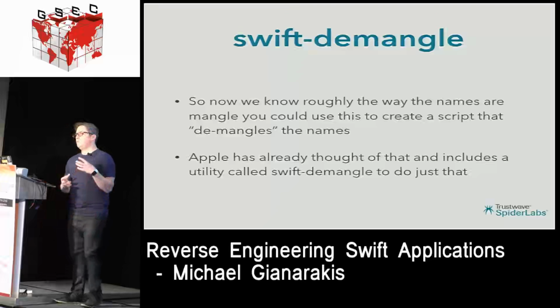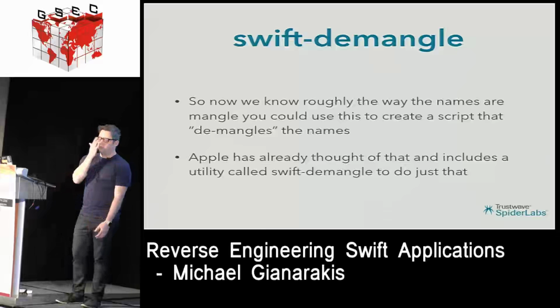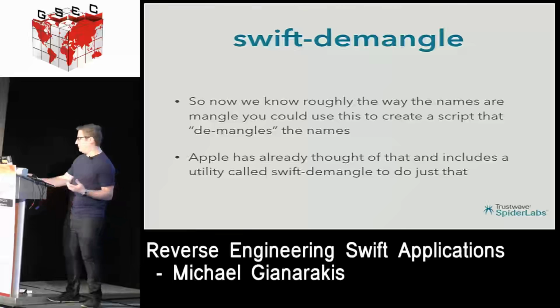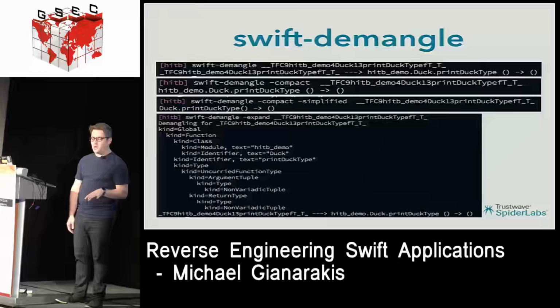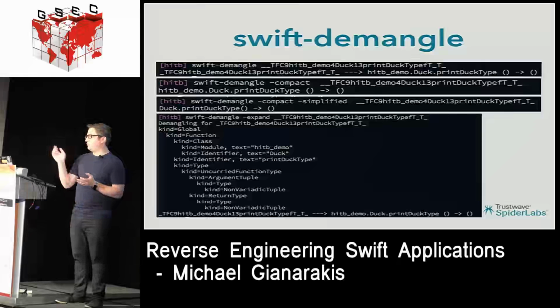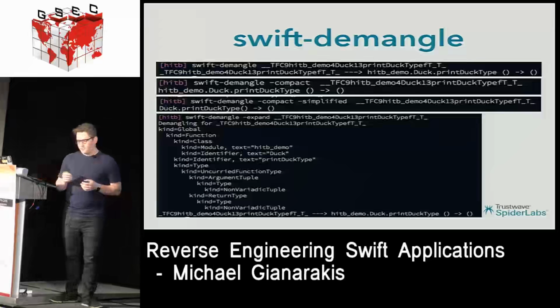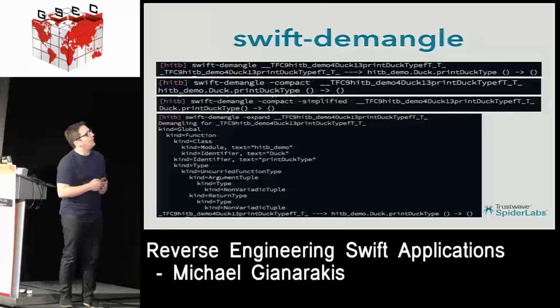So now we know roughly how those names are constructed and how they're mangled. You could use that information to demangle names, right? The good thing is Apple's already included a little utility called Swift2Mangle to do just that. So if you have a look at the output of Swift2Mangle, there's a few options. The first one is just running it and piping in or giving it a mangled symbol name. And you get, on the right side, if you see, hang on, I'll use this pointer. If you have a look on the right side, you get a demangled output there.